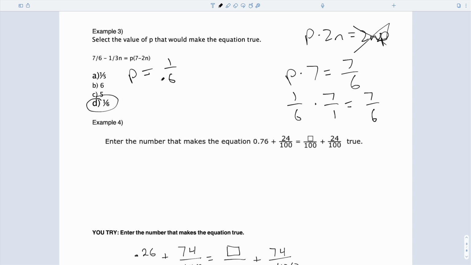If you could not do that mentally, here's what you should be writing instead. What times 7 over 1 equals 7 over 6? And we're going to work left to right. 1 times 7 is 7, and 6 times 1 is 6, so 1/6 is my answer. Got it? Thumb up. Moving too fast? Give me a thumb down.